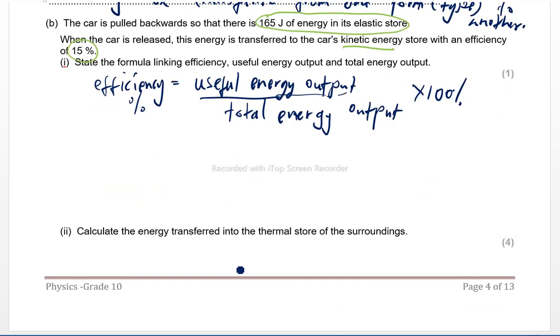Right. Moving to the next question. Calculate the energy transferred into the thermal store of the surroundings. So they're asking how much is given out as thermal. What I understand is that here the kinetic energy is 15%. Therefore, the thermal has to be 100 minus 15. So that will make the sum easy, I guess. All right, we'll continue with the rest of the question, children.